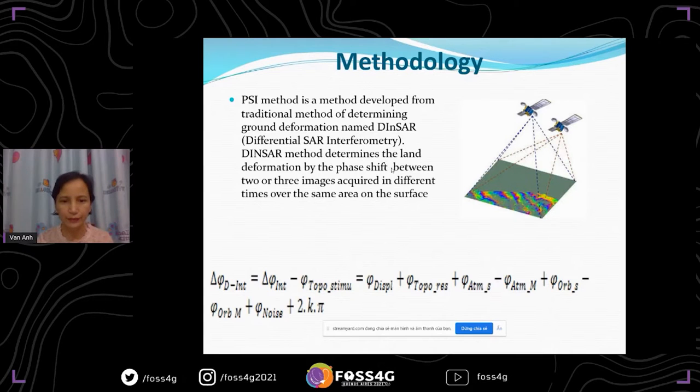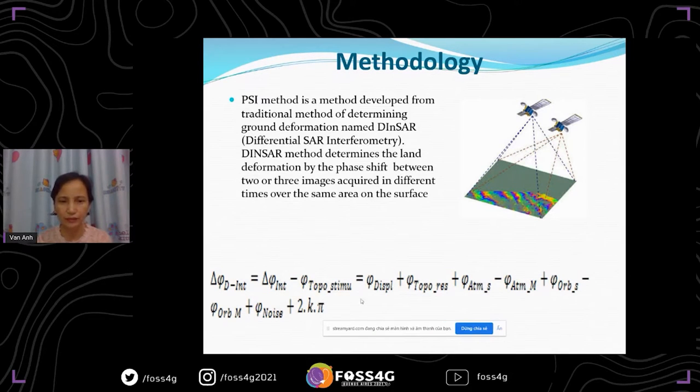The method we selected for this research is the PSI, PS InSAR method. It is developed from the traditional method of determining ground deformation named DInSAR, differential synthetic aperture radar interferometry, where land deformation is detected by the phase shift between two or three images acquired at different times over the same area on the surface. The different acquisition times of the satellite images create the phase difference. You can see the equation here, the difference between the two images at different times.